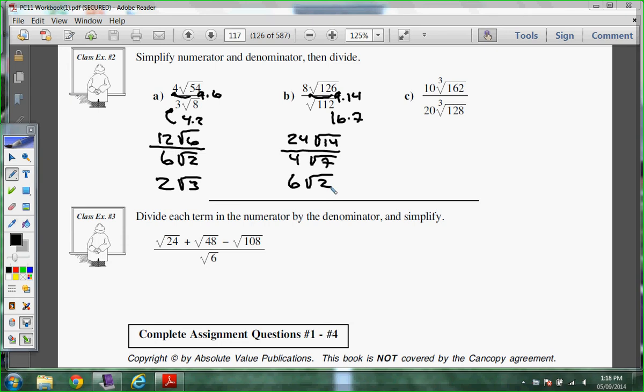So 162, I'm going to go with 81 and 2. And then 128, which one do we want for that one? 64 and 2. Should have got that one. Okay. 81 comes out of the 9. It gives me a 90 on top. Root 2, or cube root 2. 64 comes out as an 8. Gives me 20 times 8, which is 160. Gives me a cube root 2.